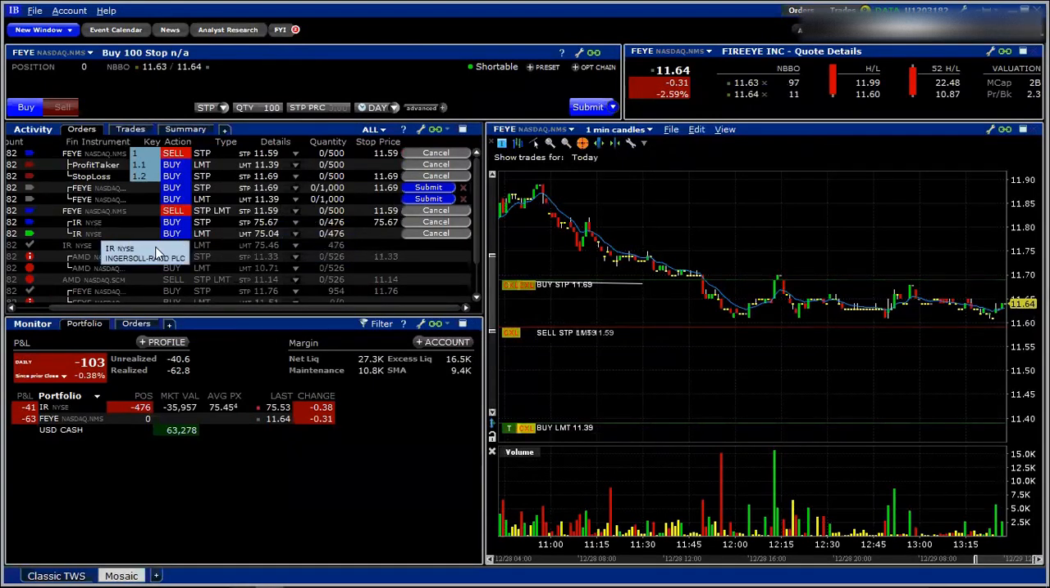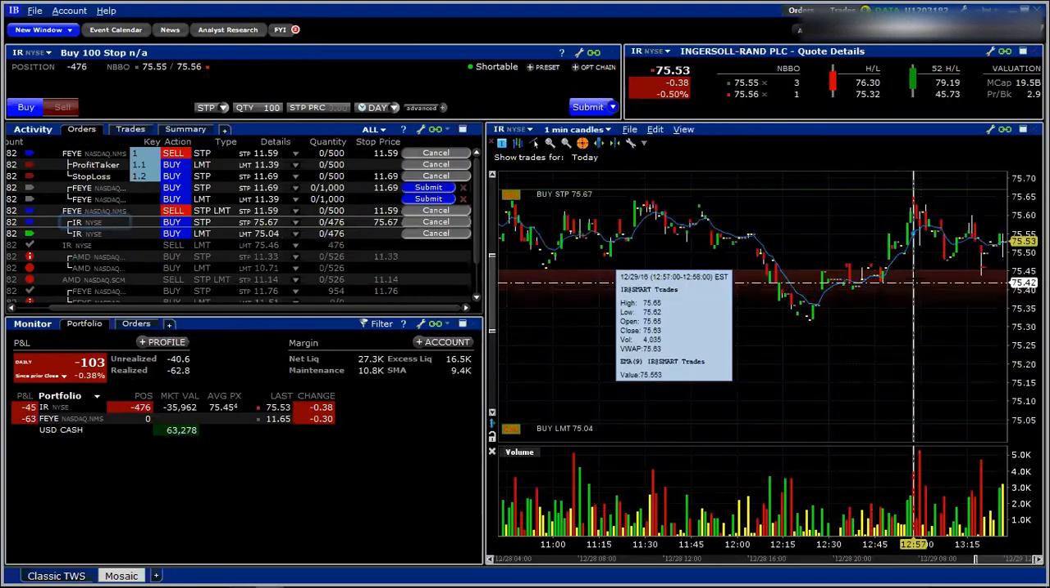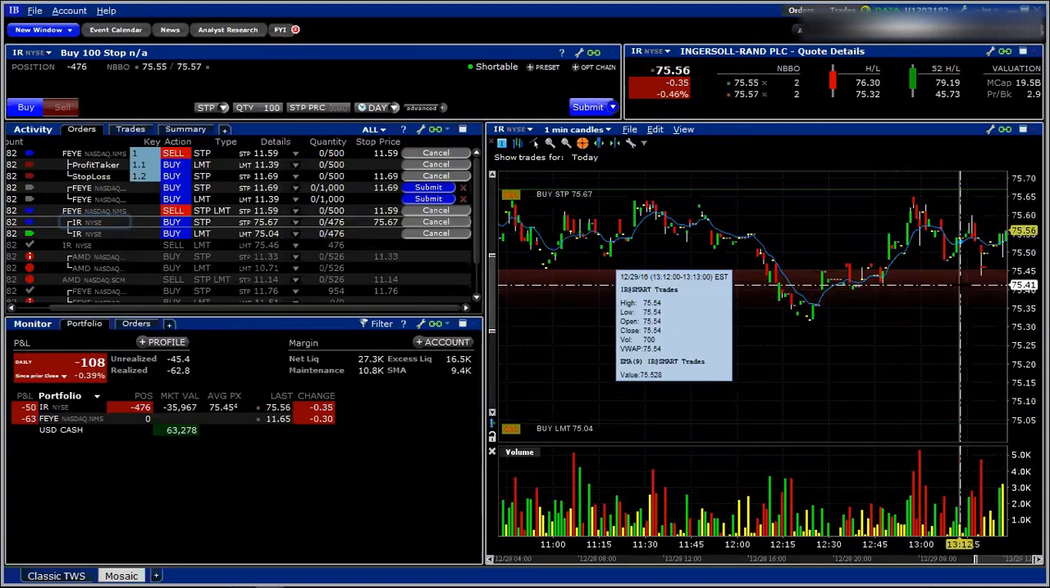Ingersoll Rand still looks like it's moving just a little bit sideways. I can look down here and see right now I'm down $41 on that position. Let's go back. I can click just right here on that order, and it switches the chart over to Ingersoll Rand. I can see it is not yet making higher lows or lower highs. Let's see, lower highs are good. It's not making higher lows against me, so I'm okay staying in this trade. Again, my plan was to exit if it gets up to 75.67 or higher.